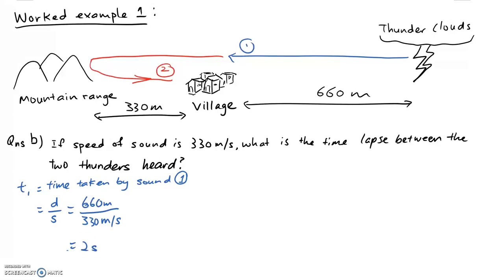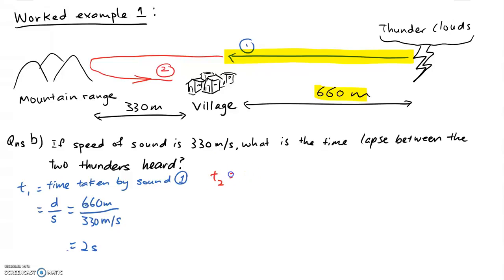Okay, so if you need me to further explain a little bit more, the sound travels from the thundercloud to the village, and that is the total distance taken. So the total distance taken is just 660 meters. Since the speed of sound is 330 meters per second, T1 should be 2 seconds. Right, let's look at T2.